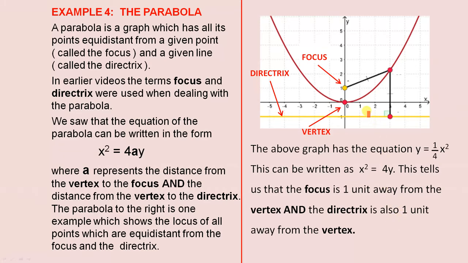The reason that the distance from here to here is 1: x squared equals 4ay, so we can see that a is 1. So the distance from there to there is 1, and the distance from there to there is 1. If you take any point on the parabola at all, and you draw a line from that point to the focus, and from that point perpendicular to the directrix, then those two distances are exactly the same, and that will satisfy the condition.